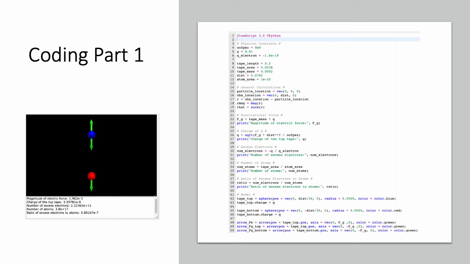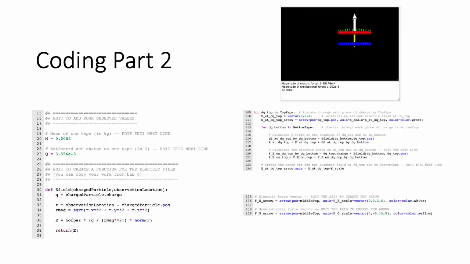The one thing you should notice on here is that the blue ball on the top, which represents our top tape, is our system, so therefore it's undergoing both the electric force of the bottom red ball, which is our bottom tape, as well as the force of gravity pointing down, whereas our surroundings, which is the red ball, is only undergoing the force of gravity.